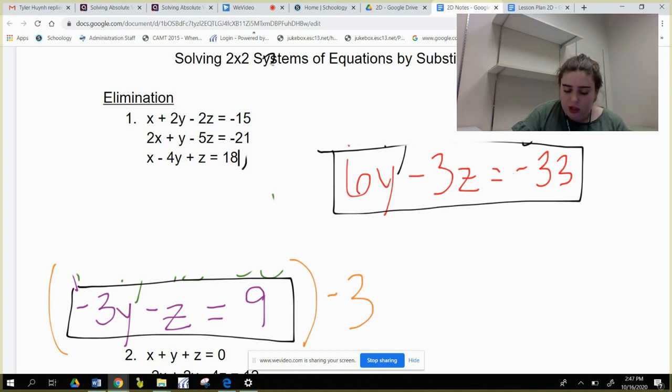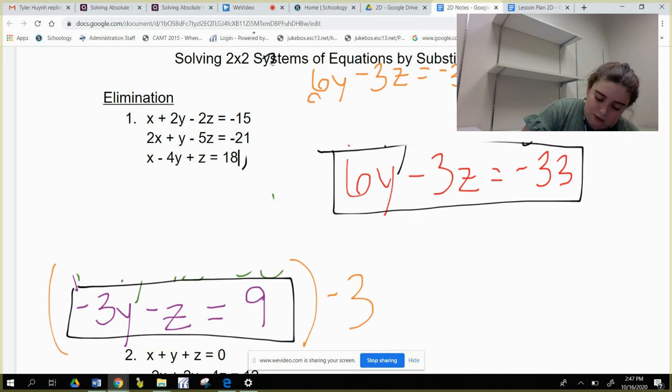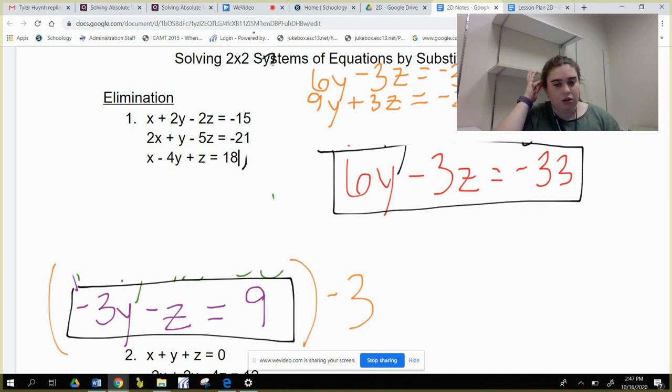So let's try this elimination. So up here, we're going to have this red equation first. So 6y minus 3z equals -33. Okay, and then our second equation, multiply everything by -3. So we have 9y plus 3z equals -27. Awesome. Okay, so now we can cancel out those z's.